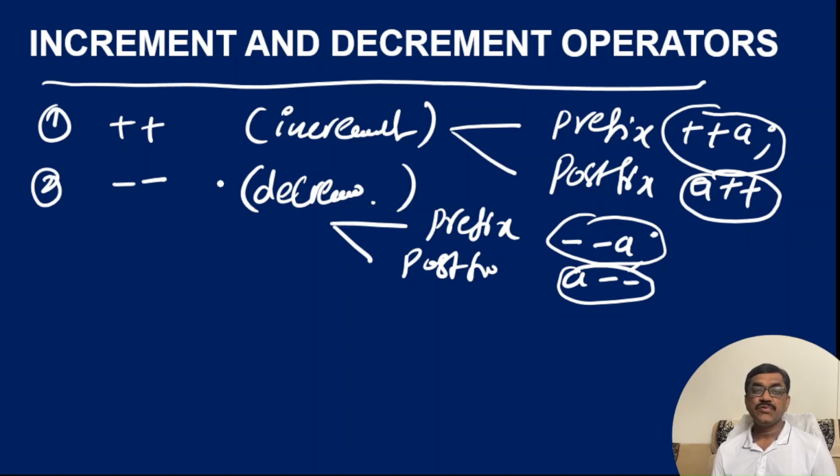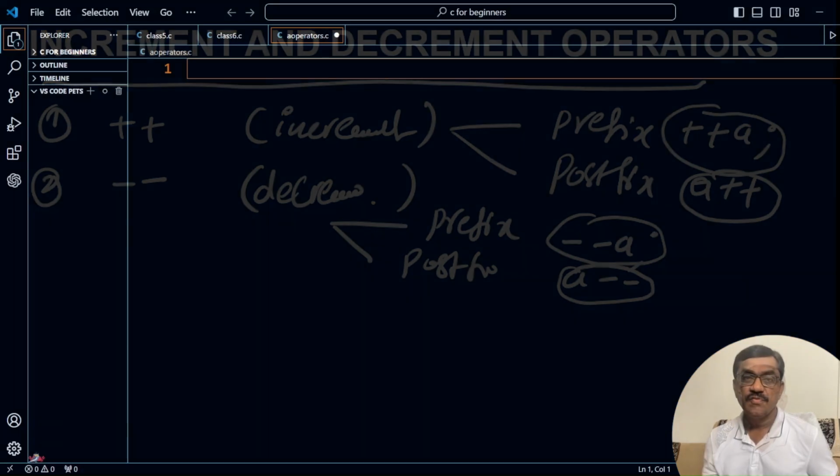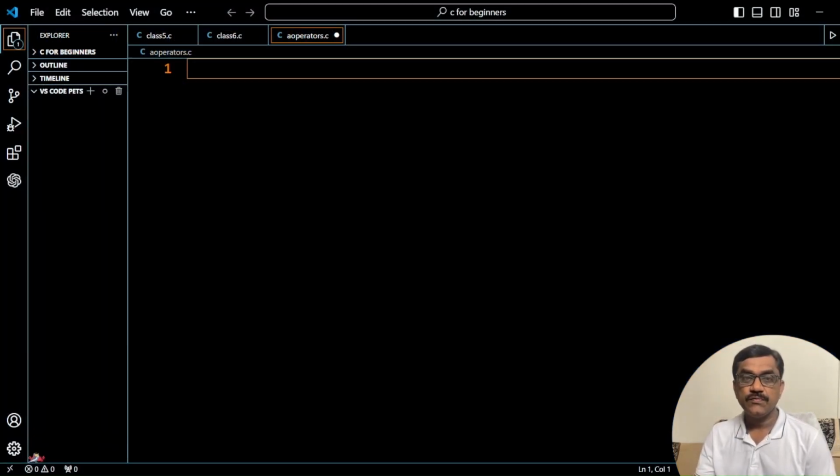So we will see examples for all these operators by using Visual Studio Code, where we write C programs for these operators: relational operators, logical operators, and increment and decrement operators. We will see examples. Now we will see a C program using Visual Studio Code for the explanation of relational operators. So let us write the program for relational operators.